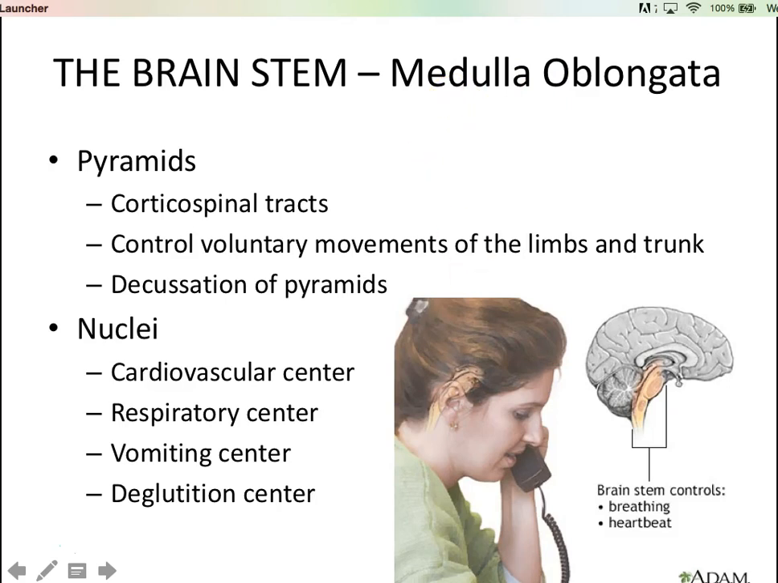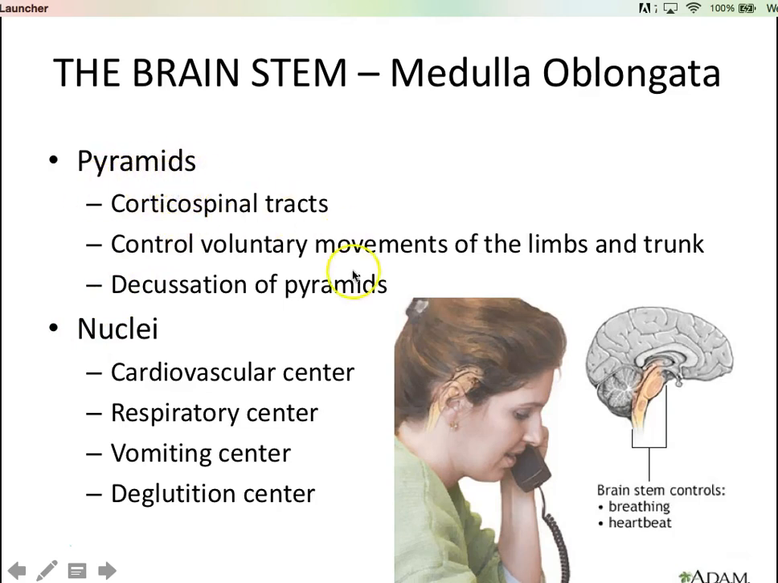All right, so in the medulla, that's the area right down in here. I really like this image because it gives you an idea of where this entire brainstem is in an individual. So that medulla would be somewhere right about in here. It has these two separate clusters, if you will. We have what are known as the pyramids, and then we have the nuclei.